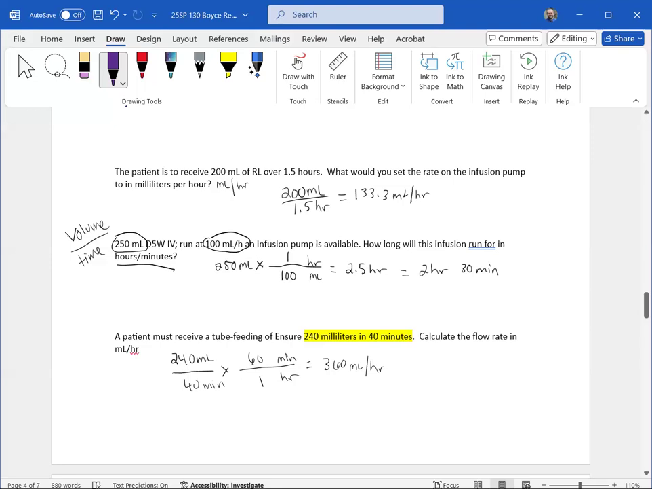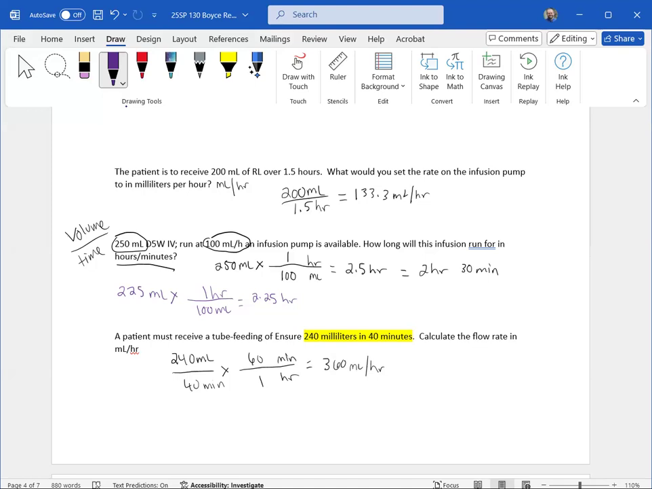So let's say, as an alternative scenario, instead of 250 ml, it was 225 ml. And it's still going at 100 milliliters per hour. Now I'm not going to get a solid answer. I'm going to get 2.25 hours. Now, some of you might know, oh, okay, well, quarter hour, that's 15 minutes, and it is.